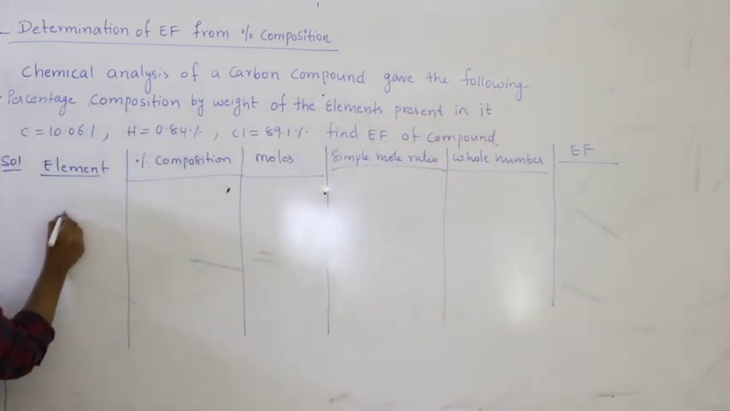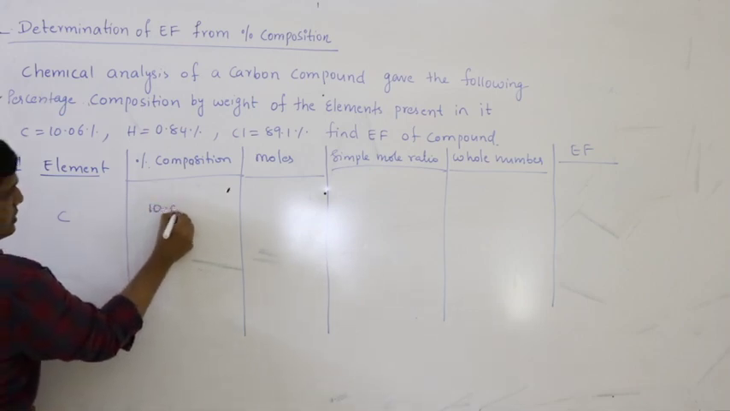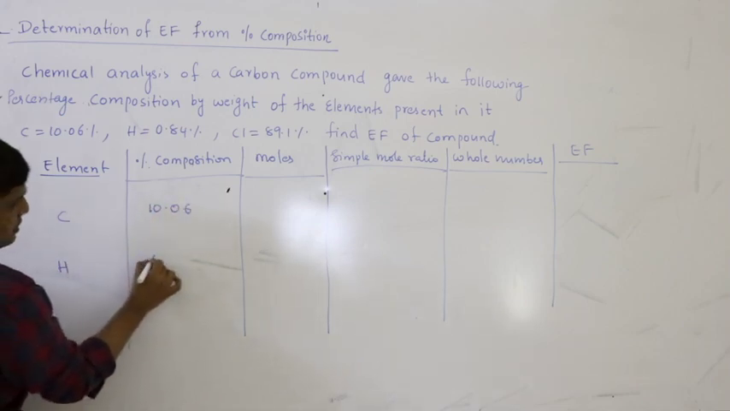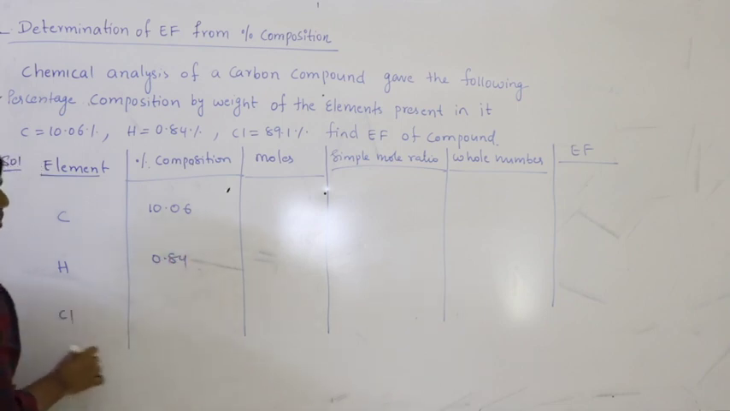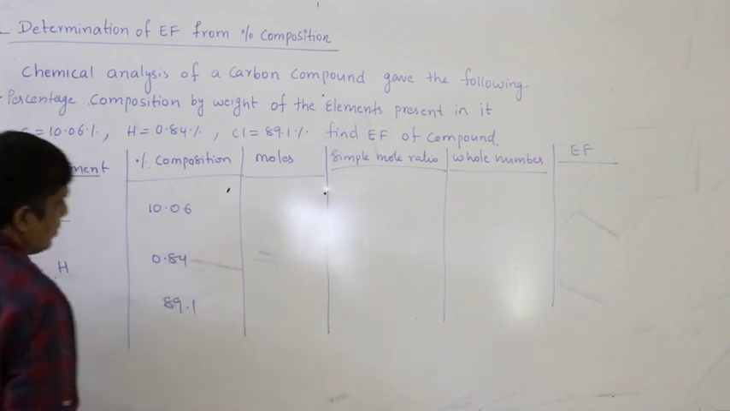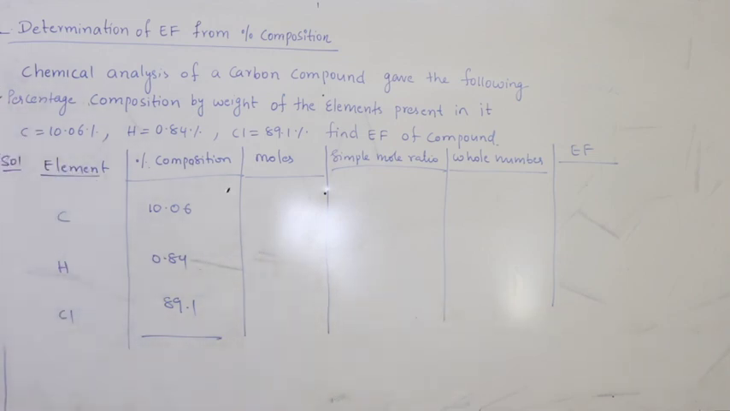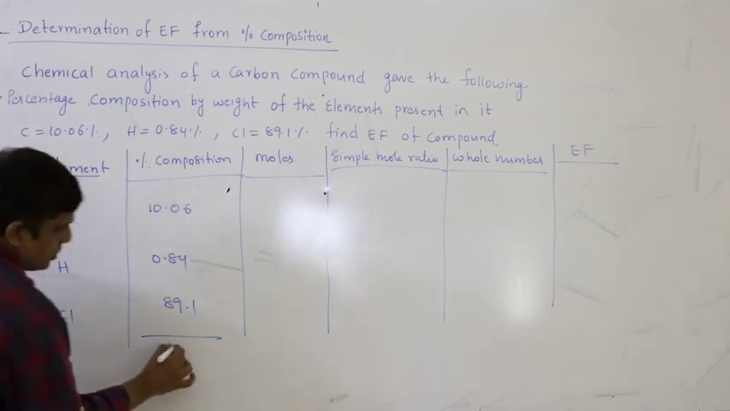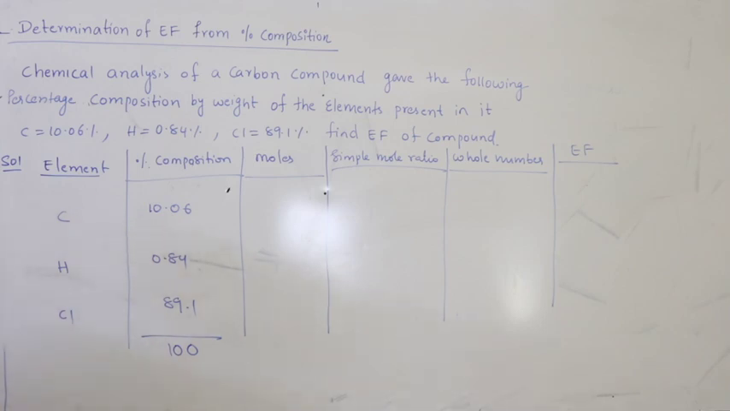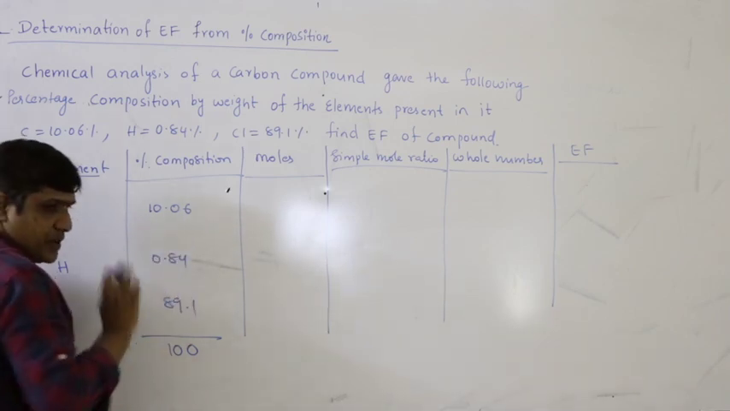So elements: carbon 10.06, hydrogen 0.84, chlorine 89.1. So if you add these three, right, 89.1 plus 0.84 plus 10.06, we'll get 100. So we can proceed further. No oxygen, right?